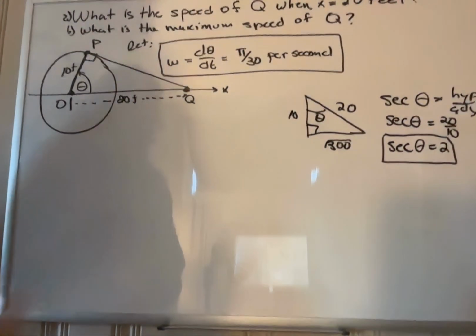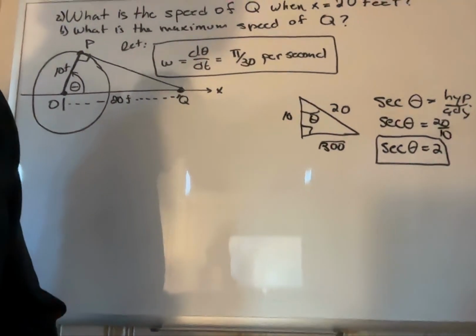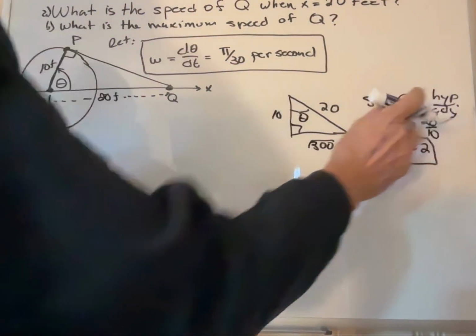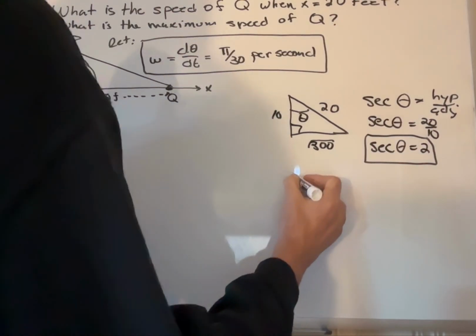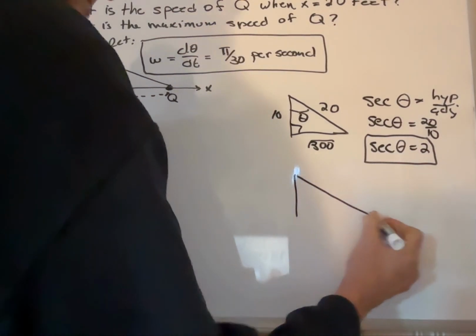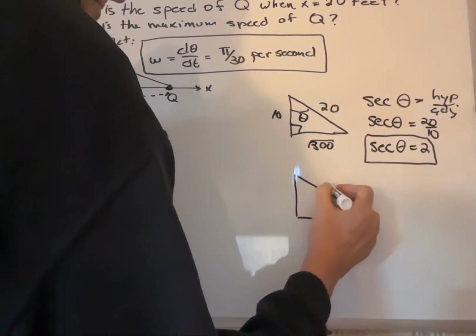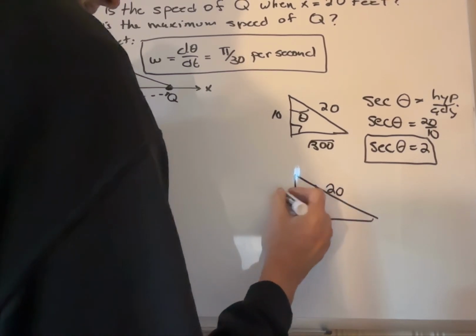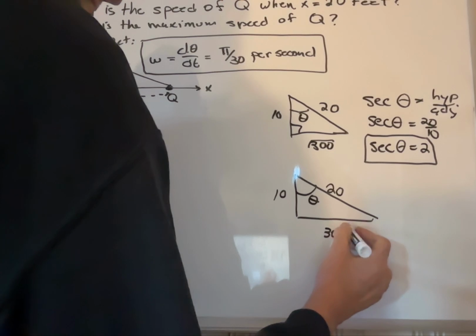The next thing we want to do is find out, this is our specific. Let's find out our general equation. So let's look at this. We're going to do the same thing we did before. This is going to be 20. This will be our theta. This is 10. This is the square root of 300.